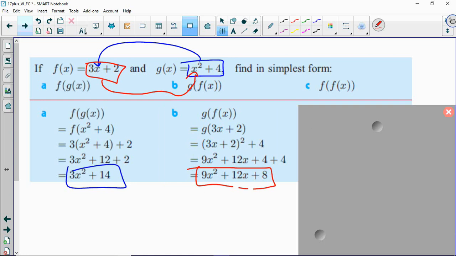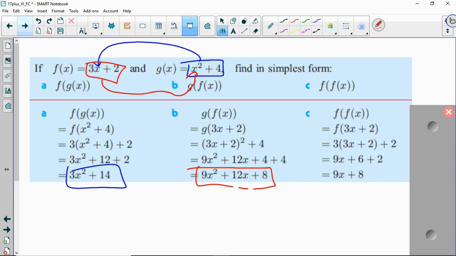And the one on the right, whatever, we can compose a function with itself. We can do f of f of x. Same idea. We're going to take f of x and put it into f of x. So this is f of 3x plus 2, which is 3 times 3x plus 2 plus 2. And then we distribute and we combine like terms, and we get an answer.